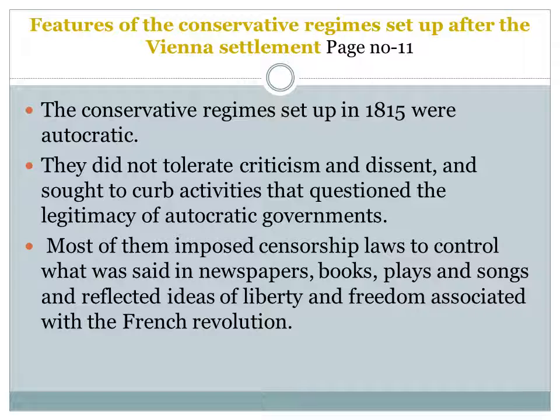Let us see the features of the conservative regimes set up after the Vienna settlement. The conservative regimes set up in 1815 were all autocratic. They did not tolerate criticism and dissent and sought to curb activities that questioned the legitimacy of autocratic governments. Most of them imposed censorship laws to control what was said in newspapers, books, plays and songs, and what reflected ideas of liberty and freedom associated with the French Revolution.